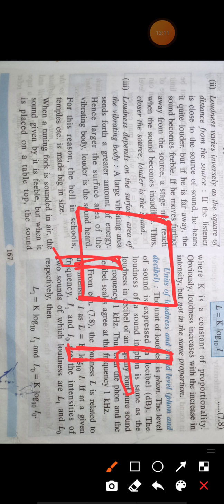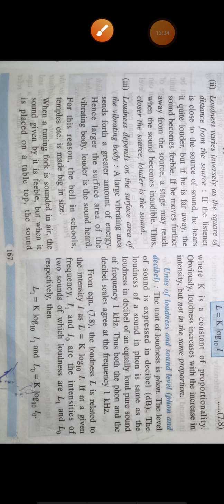Why? Because in the first case the area is large. The material is the same. The book is made of paper, but the material is the same. But since the area is large, in the first case you will hear a comparatively large sound. But in the second case, when you are hitting the side, you will hear a very faint sound or feeble sound.